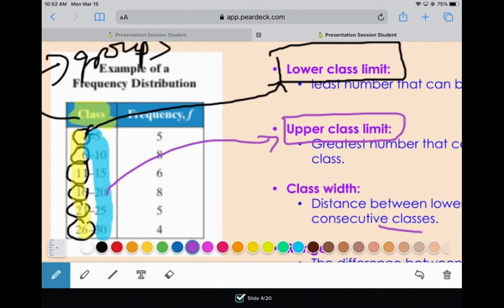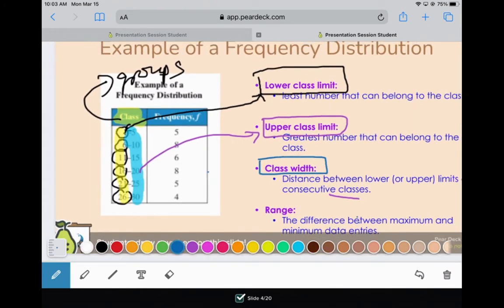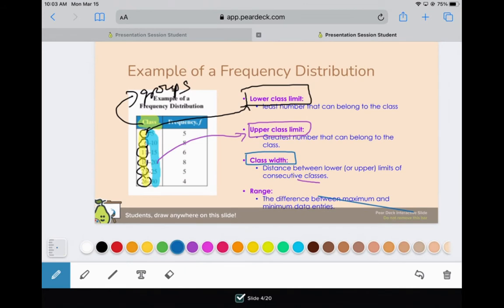The next one we look at is the class width. The class width is the distance between the upper and the lower limit. So how do I find the class width? I will look at my number right here. It's 1 through 5. So my upper limit is 5, take away my lower limit, which is 1. So my class width is 4.